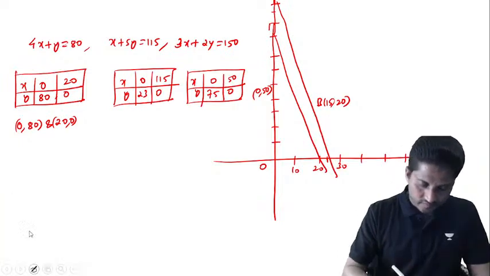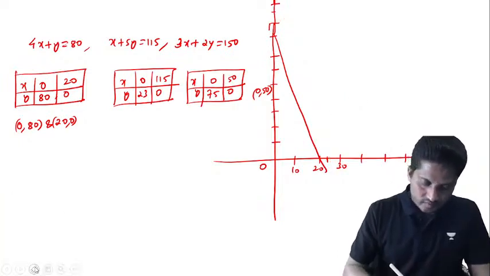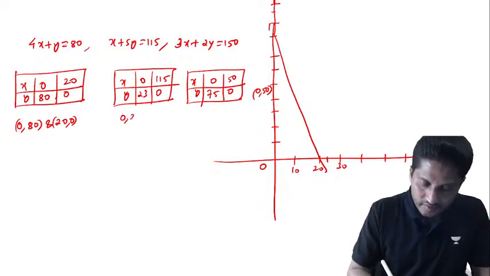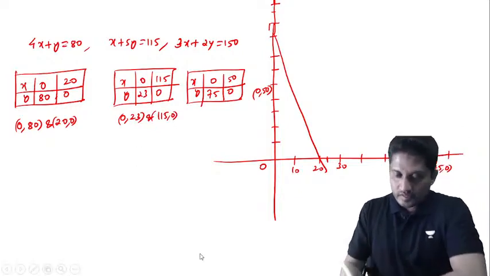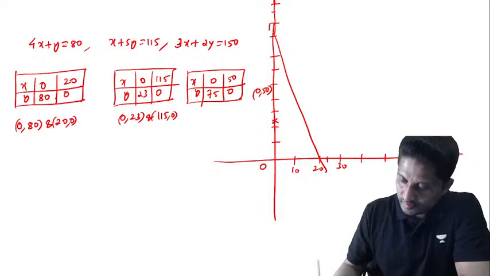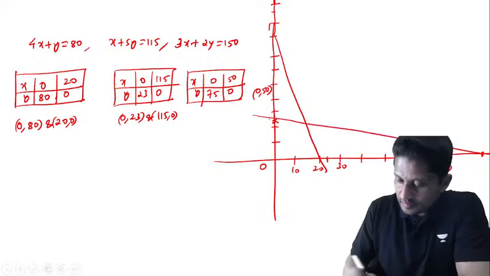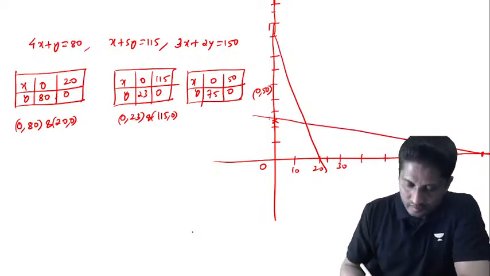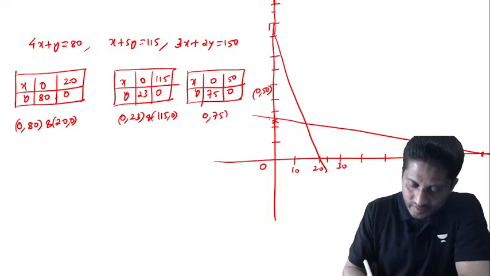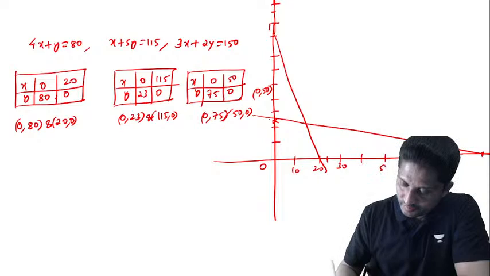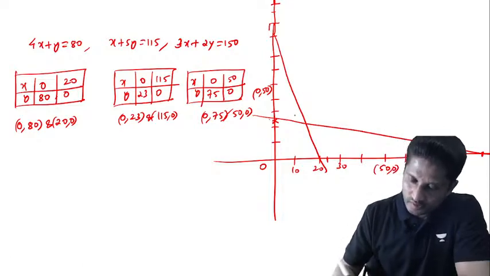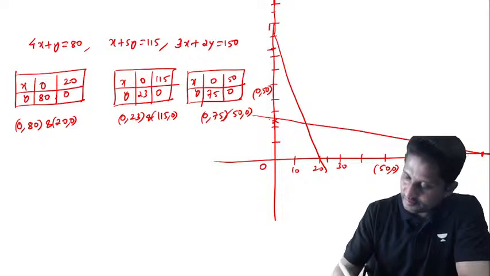So this line. Now again this point will be 0 comma 23 and 115 comma 0: 10, 20, 23, and then 115. Somewhere you get a point here. And then there's another point 0 comma 75 and 50 comma 0: 30, 40, 50, 50, 0, 0, 75, 50, 60, 70, 75.